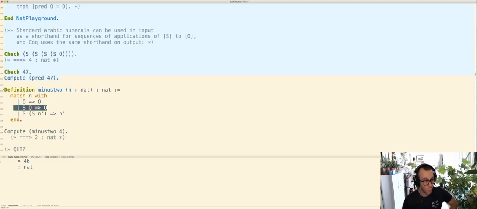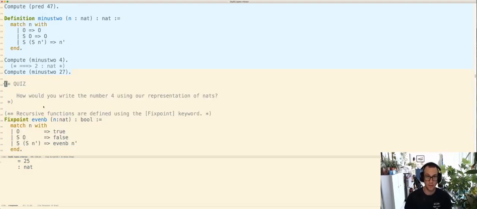Now, if the number is 1, S of 0, there's no number 2 less than 1 in the naturals, so we'll just return 0. And it's the same story for 0. If you've already given me 0, I can't go any lower. Right? This is as low as it goes. We've hit rock bottom. We'll return 0. But for numbers greater than 1, we'll get the right answer. -2 of 4 gives you 2. -2 of 27 gives you 25.